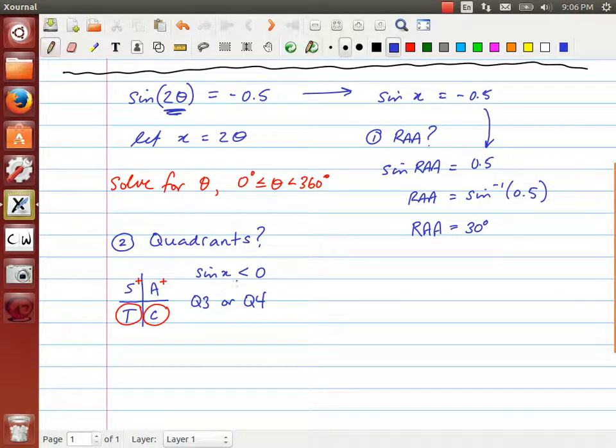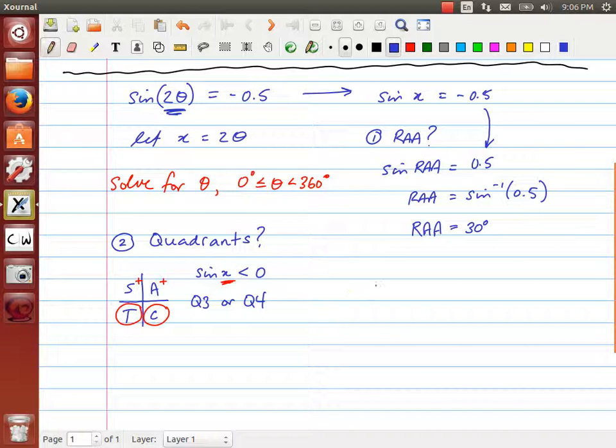Knowing that, I can now solve for, and remember, I really want to emphasize this, we are solving right now for x. We abandoned theta when we made this switch, x equals 2 theta. So right now we're solving for x. So let's go ahead and do that. What does this look like in quadrant 3? In quadrant 3, we have 180 plus the related acute angle.